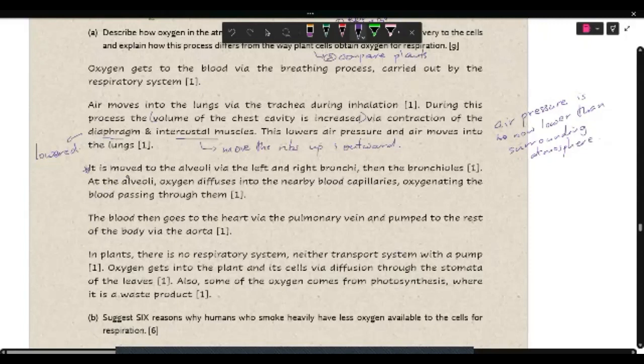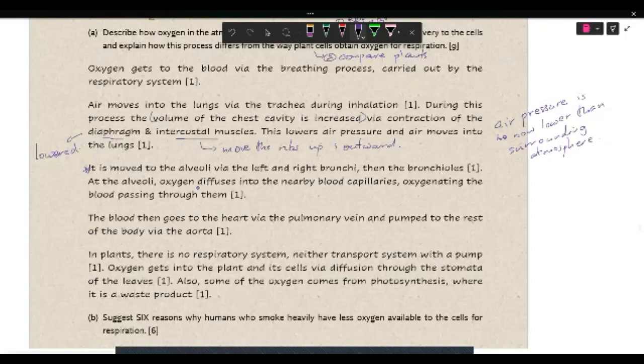At the alveoli now, that is when the oxygen is going to get into the blood capillaries. So it diffuses into the nearby blood capillaries, and it's oxygenating the blood passing through them. And that is how the oxygen gets into the blood. Now, I added a little extra detail in talking about the blood goes to the heart, pumped to the rest of the body via the aorta, right?